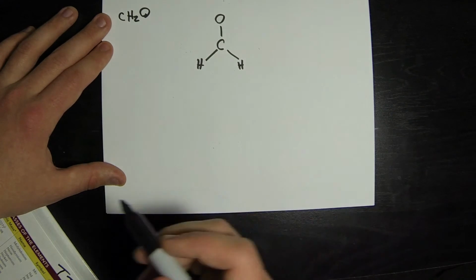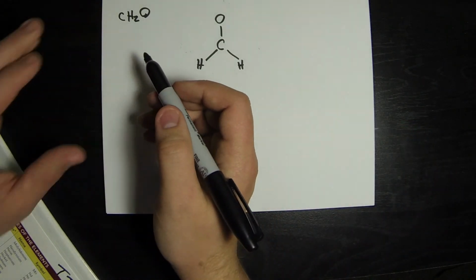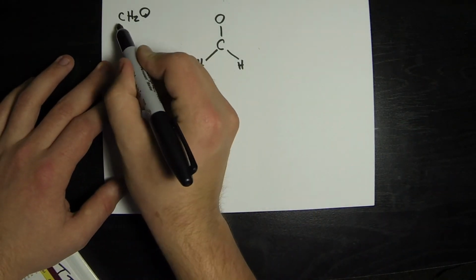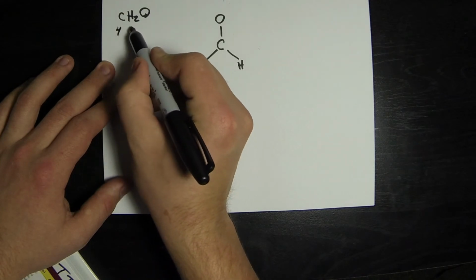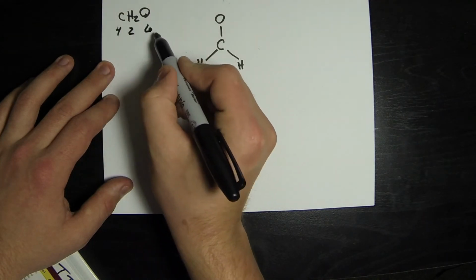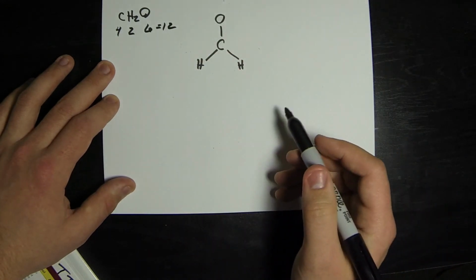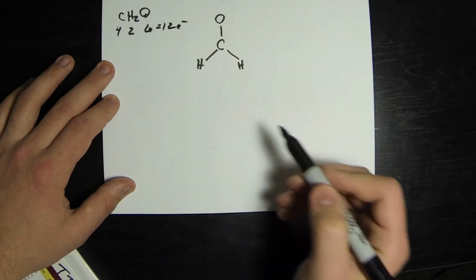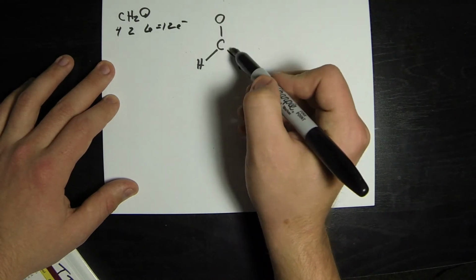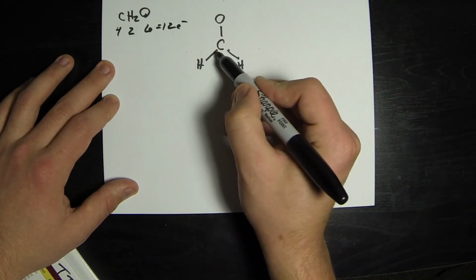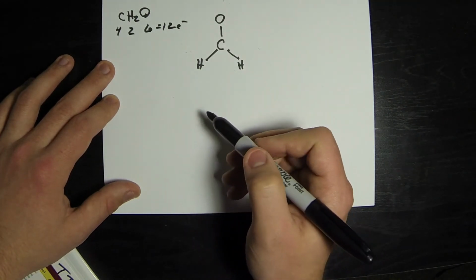Now, oh crap, we didn't look up how many valence electrons. So carbon has 4, the 2 hydrogens have 2, plus 6, so that's going to be 12, right? Okay, now we're good. 12 electrons to deal with. We just got rid of 6 of them. 1, 2, 3, 4, 5, 6. So we're down to 6 left.